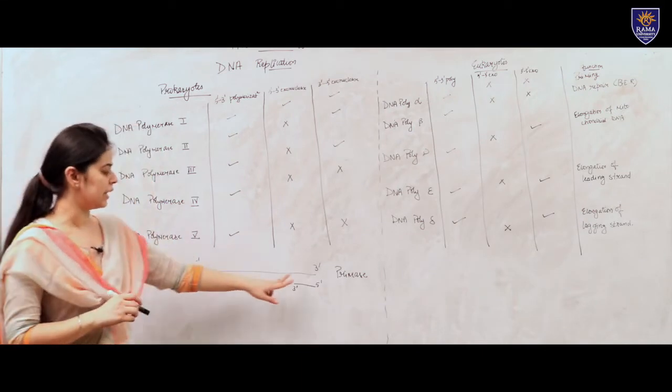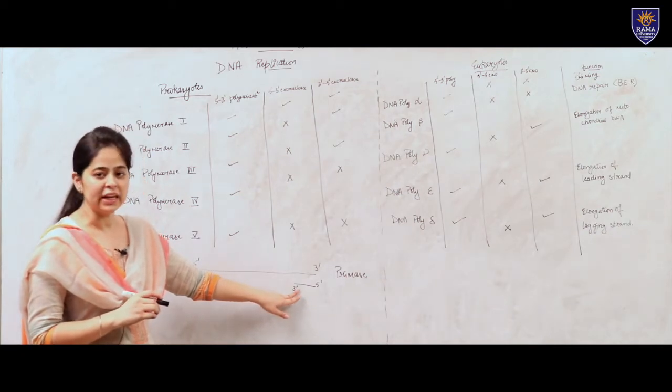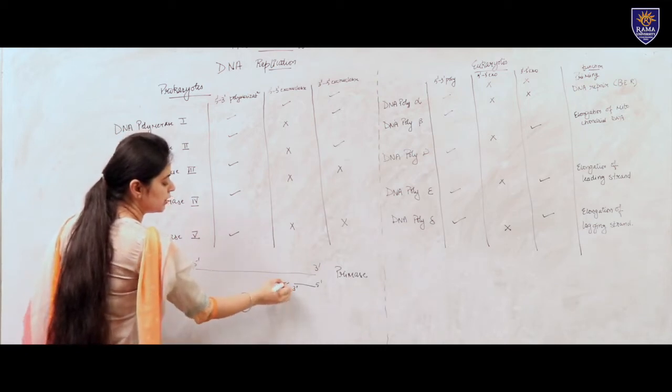So this is my DNA. This is the primer which is added. It will add nucleotide in 5' to 3' direction. So it will move forward. It will add the nucleotide in this direction.